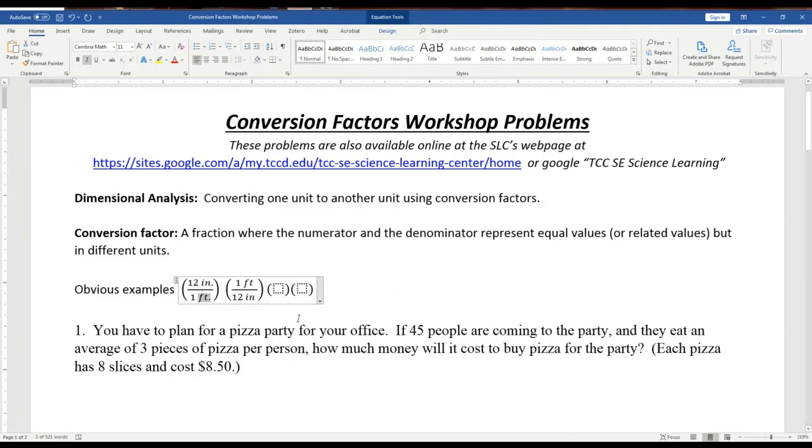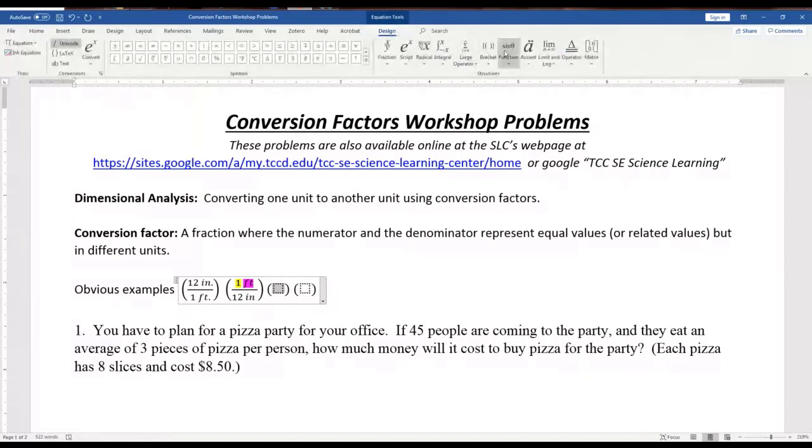Now, every measured value is composed of two parts. Any measured value is composed of two parts: the number, that would be this part, and the unit, the letters that describe what this is a measurement of. So when we're doing dimensional analysis and using conversion factors, we really want to focus not on the number, but on the units. If we focus on the units, we are far more likely to not make any mistakes.